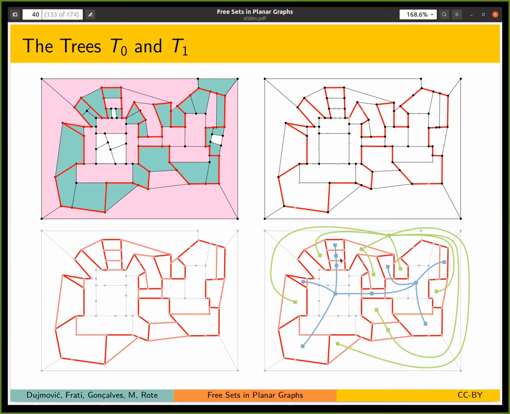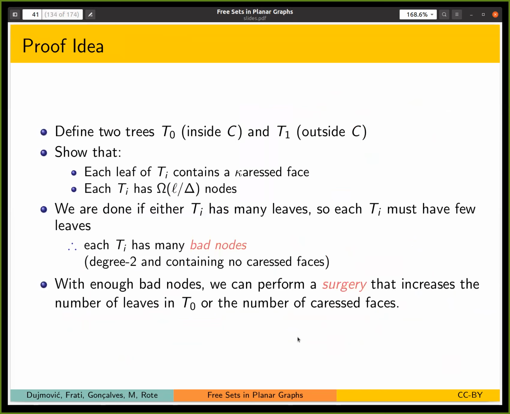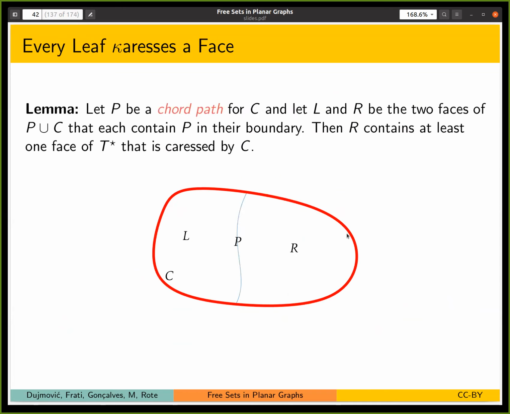And actually, a lot of the proof now, you can see it coming from this picture. The first thing to show is that if you have a leaf in this tree, then somewhere in that leaf, which corresponds to a collection of faces, one of the faces in that collection is caressed by the good curve. Okay, so that's the definition of the trees. You want to show that each leaf has a caressed face. That ends up actually being easy.